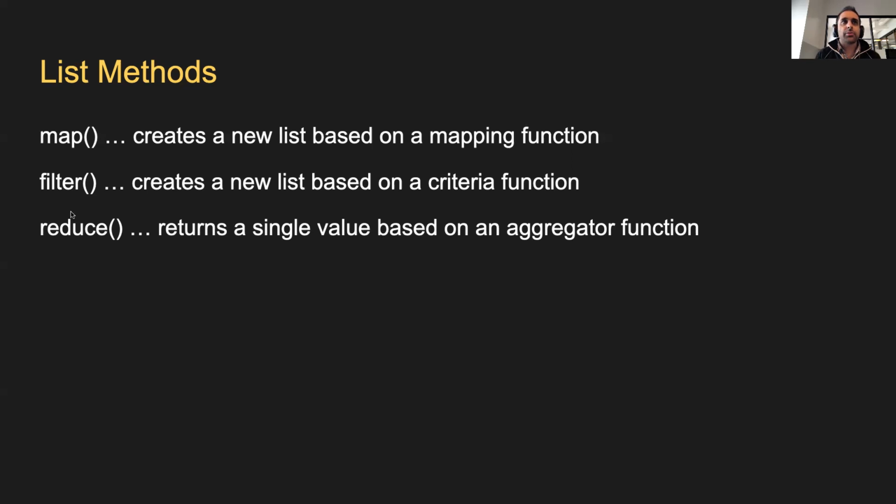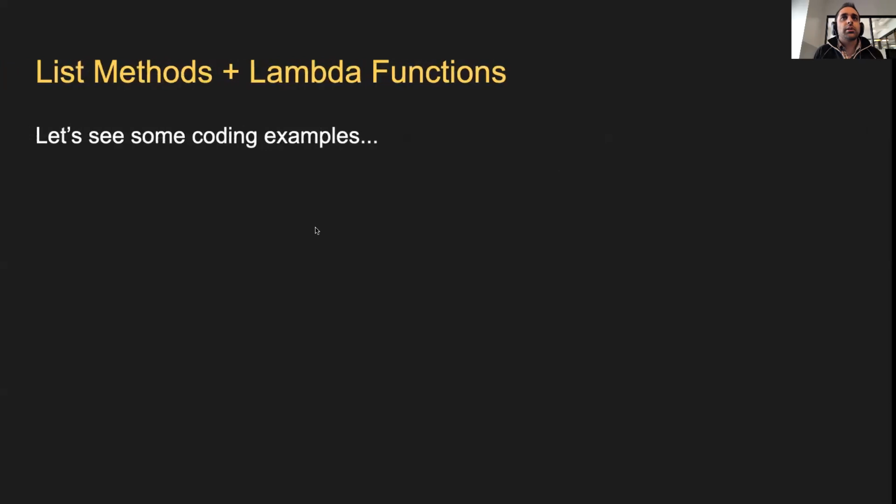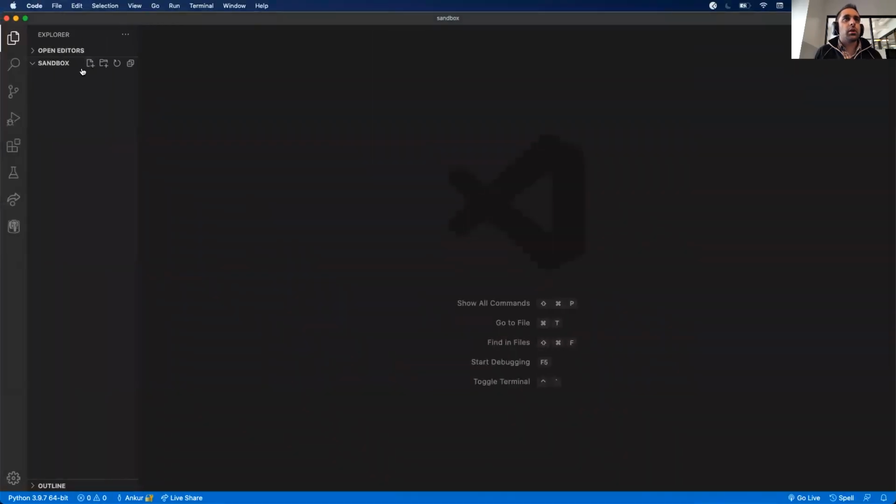All right, so map, filter, reduce. Let's actually see some examples because that's probably going to be way more clear. So let's go to our coding window. We're going to create a new file. Let's call it list methods, and this is Python.